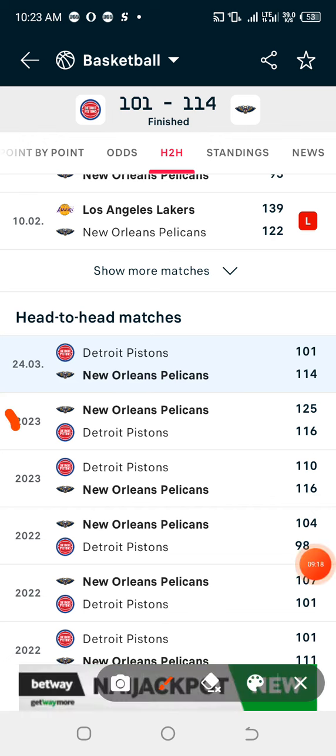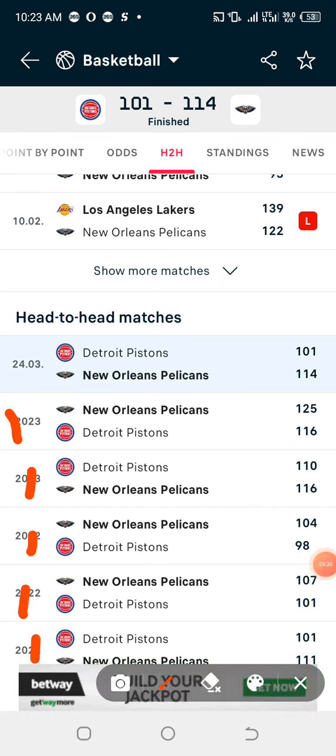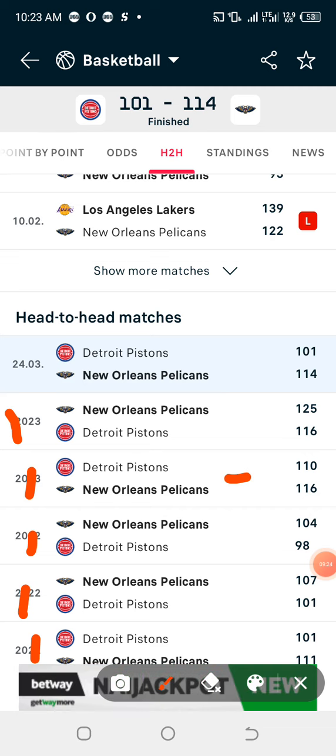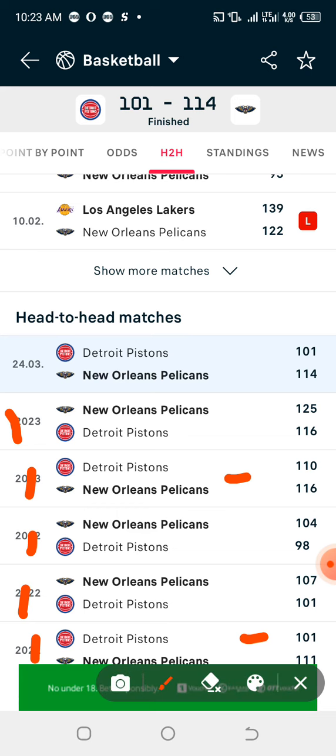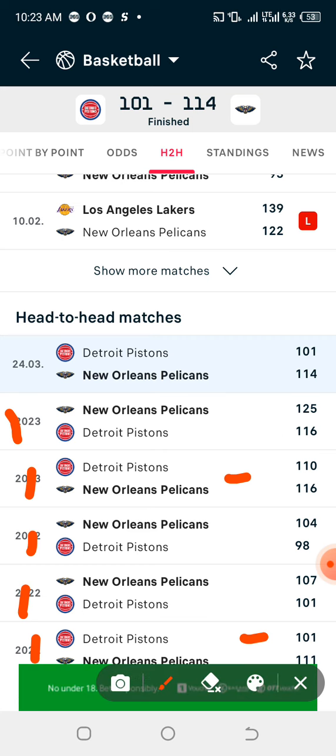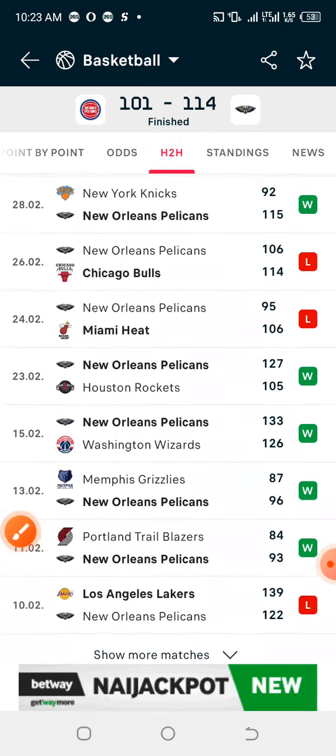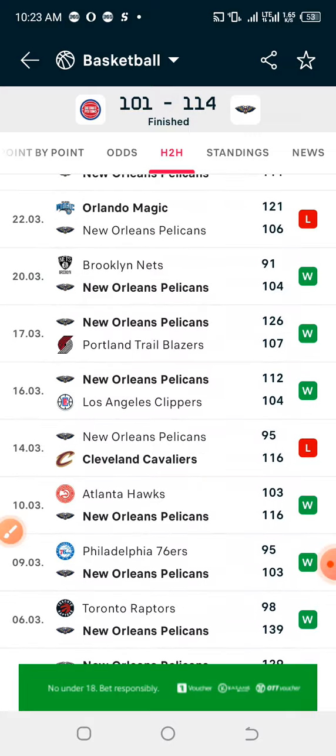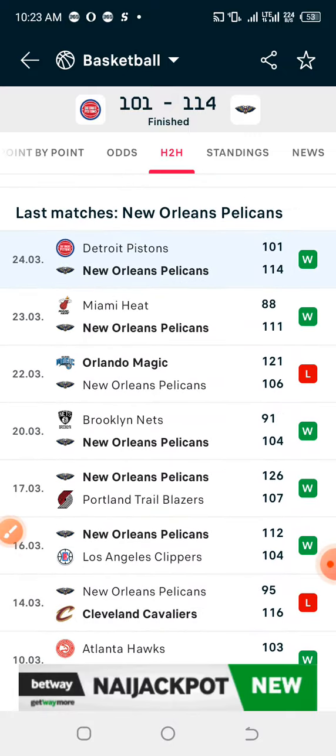Now let us check their last 5 previous meetings with each other while playing away. Last 5, 1, 2, 3, 4, 5. So let us check while playing away. We have just 2 games while playing away, and the smallest between these two is 111. The other one is 116. So this is 111, and don't forget the smallest we got here is 104. 111 and 104 is what we are going to add up together.